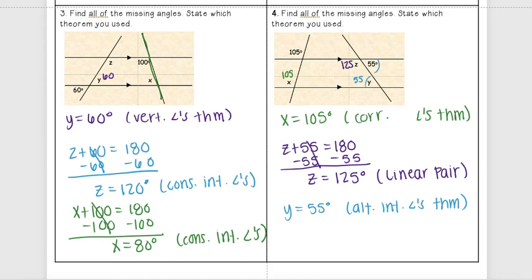Next I found Z, and so I see that Z and 55 here create a linear pair. They're right next to each other. So to find that, I just need to subtract 55 from 180. And then last, I see that Y and 55 are alternate interior angles. They're both inside the lines and on opposite sides of the transversal. And so that means that Y is 55 degrees.